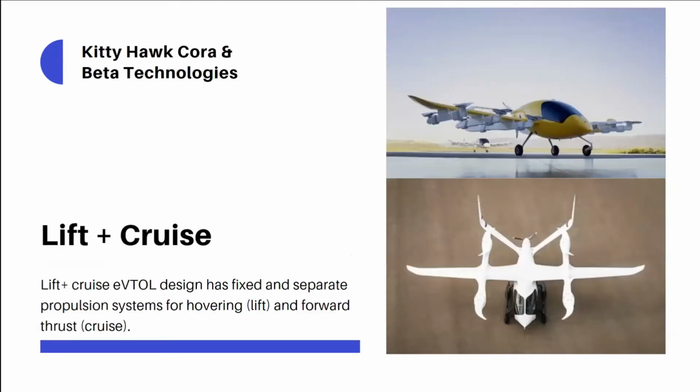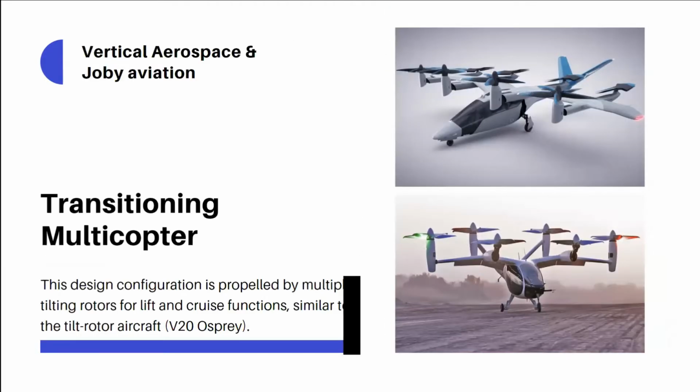The second one is Kitty Hawk and Cora, Beta Technologies. These are lift plus cruise types. So what's happening? You have a different propulsion system for the lift and a different propulsion system for the cruise, like an airplane.